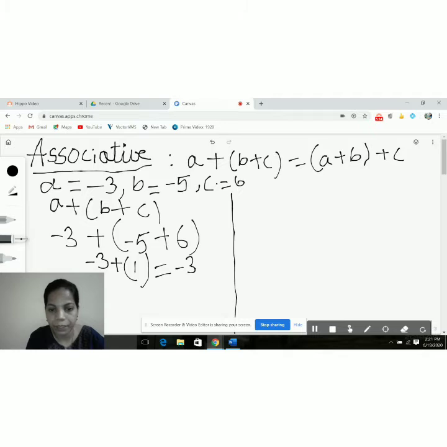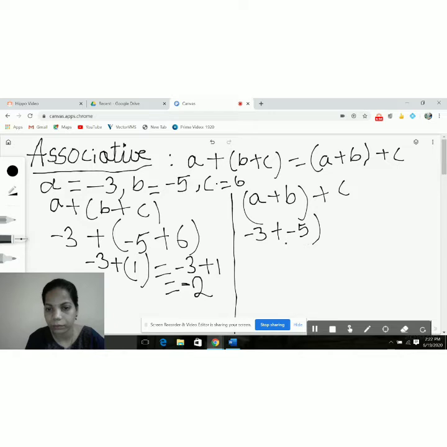Minus 3 plus 1. So one positive and one negative integer again we have to subtract. Okay, 3 minus 1, 2. What is the sign of greatest number? Negative. So we'll put negative sign. In the same way we will take RHS side. A plus B plus C. Again I have to substitute. What is the value of A? Minus 3 plus what is B? Minus 5 plus what is the value of C? 6.